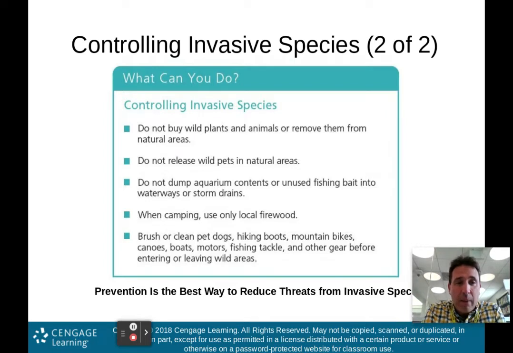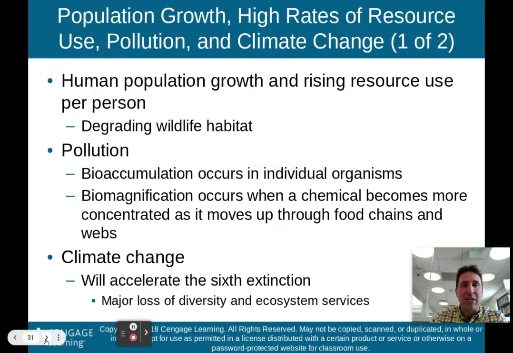Brush or clean pet dogs, hiking boots, mountain bikes, canoes, boats, motors, fishing tackle, and other gear before entering or leaving wild areas. Again, just a way to make sure that you're not taking any little critter home with you. Again, prevention is the best way to reduce the threats from invasive species.